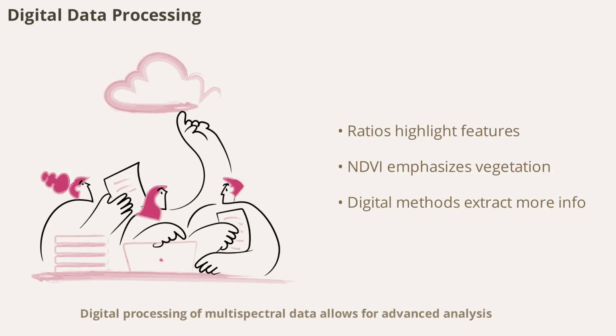Digital processing of multispectral data allows for advanced analysis, such as creating ratios between bands to highlight specific features. For example, the Normalized Difference Vegetation Index (NDVI) uses the red and near-infrared bands to emphasize vegetation. These digital techniques make it possible to extract more information from images than would be possible with traditional photographs.